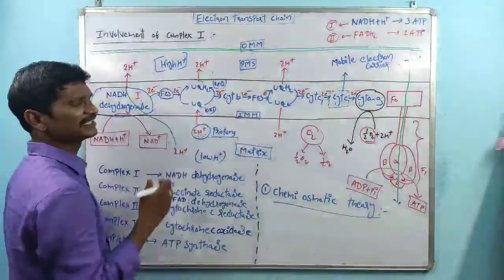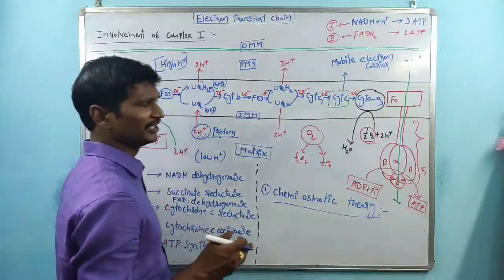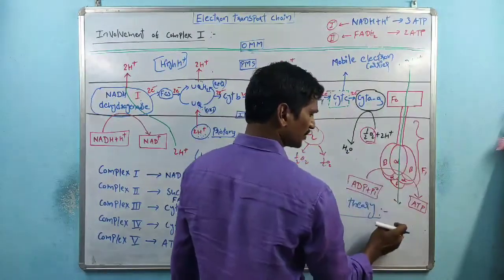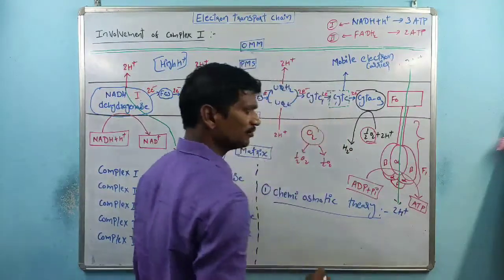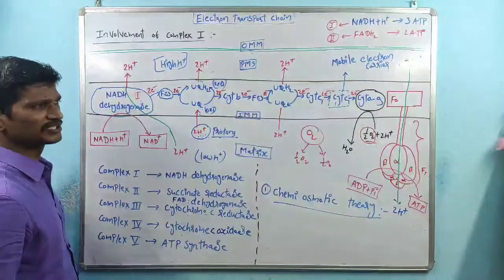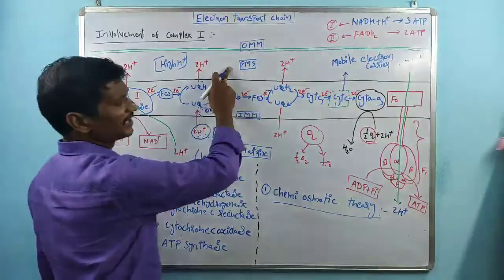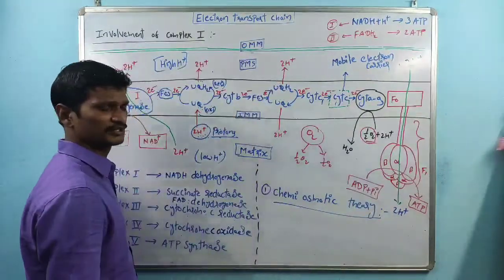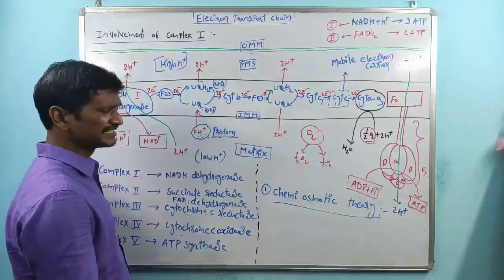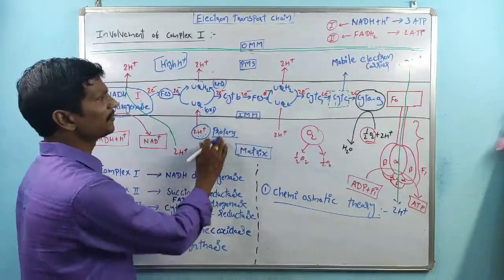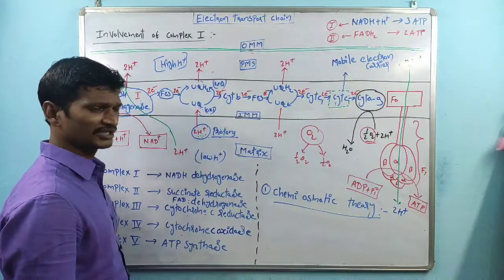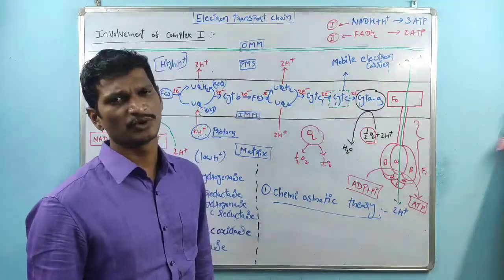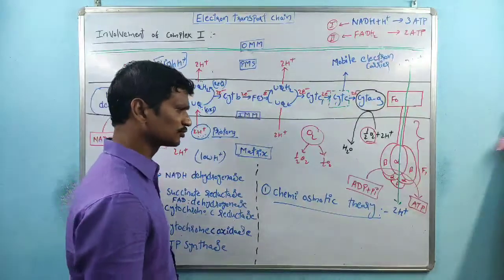That proton gradient supports the transportation of H plus ions from the perimitochondrial space to the matrix. So here the 2 H plus ions are pumped from the perimitochondrial space to the matrix. At that time ATP synthesis will take place. All of you remember there is a chemical difference between the matrix and the perimitochondrial space. That supports the synthesis of ATP, and the theory is called the chemiosmotic theory.